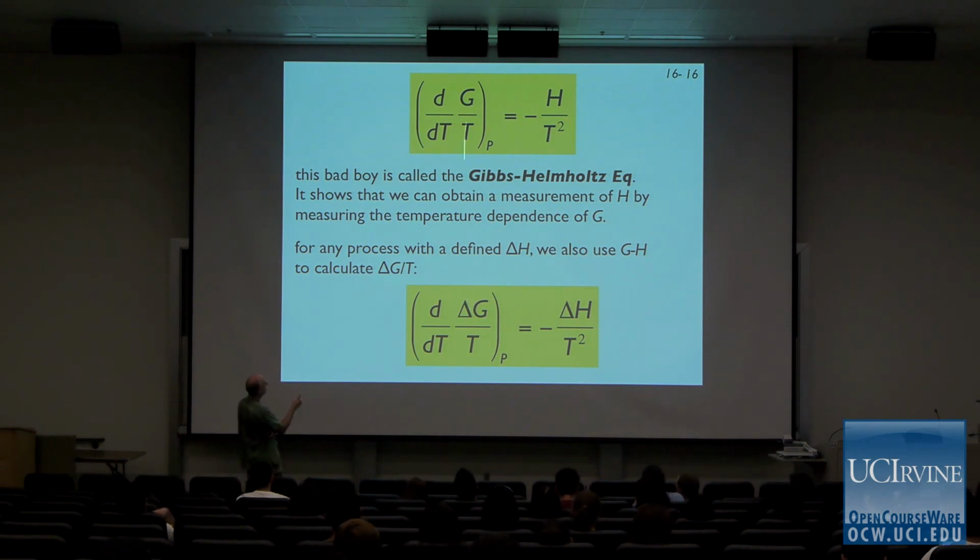This can also be delta G and delta H. The Gibbs-Helmholtz equation also works in that form. We don't need to know the absolute Gibbs energy or the absolute enthalpy.